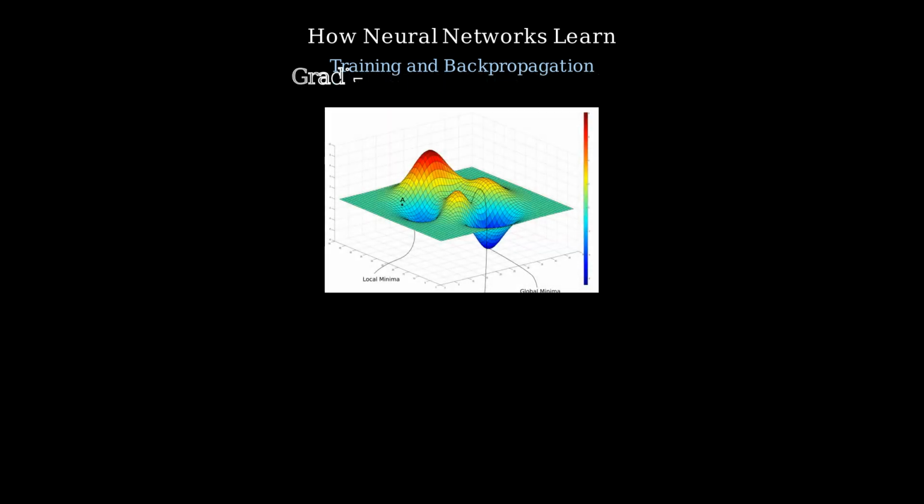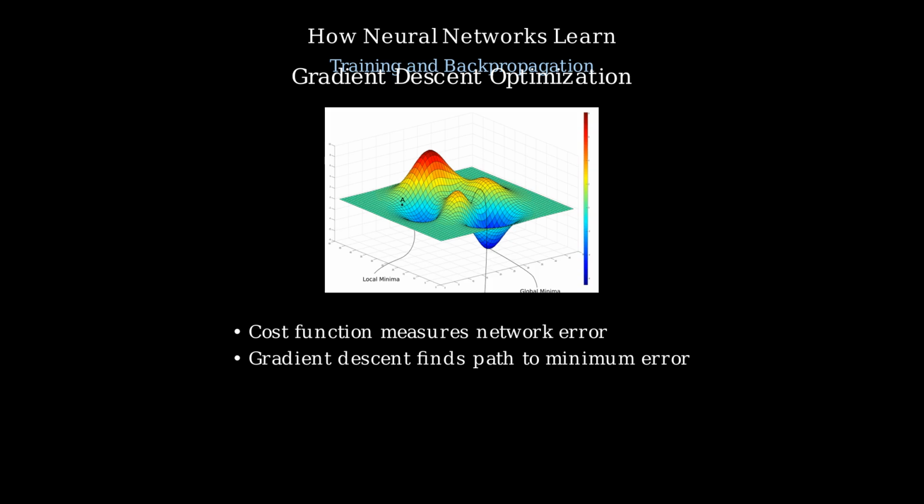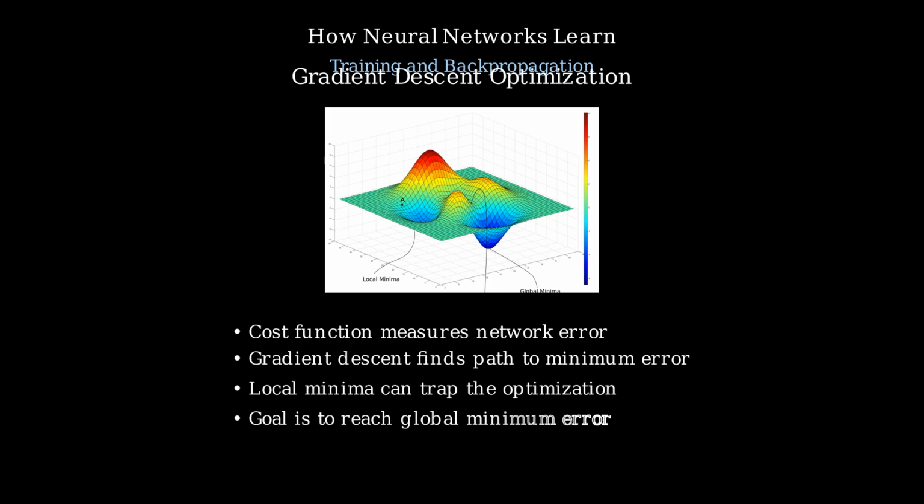Gradient descent works by minimizing a cost function, which represents the error of the network across all training examples. The optimization process can sometimes get stuck in local minima, which are suboptimal solutions. The ultimate goal is to reach the global minimum, representing the best possible model.